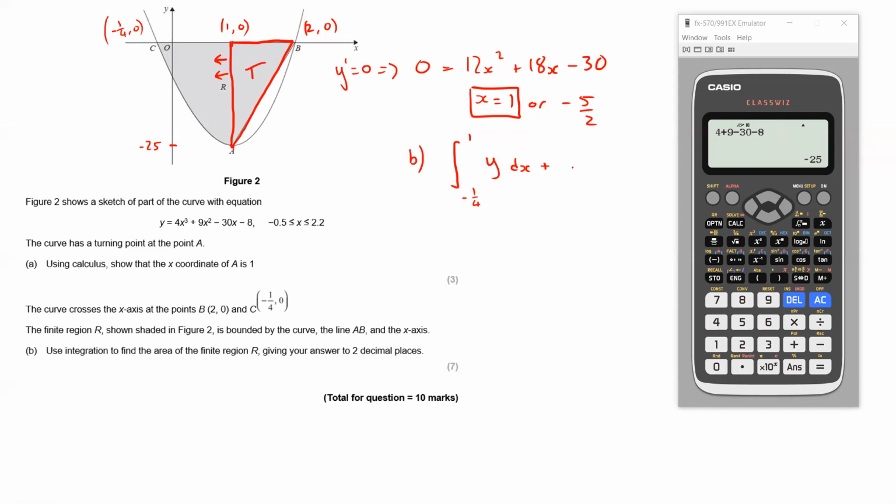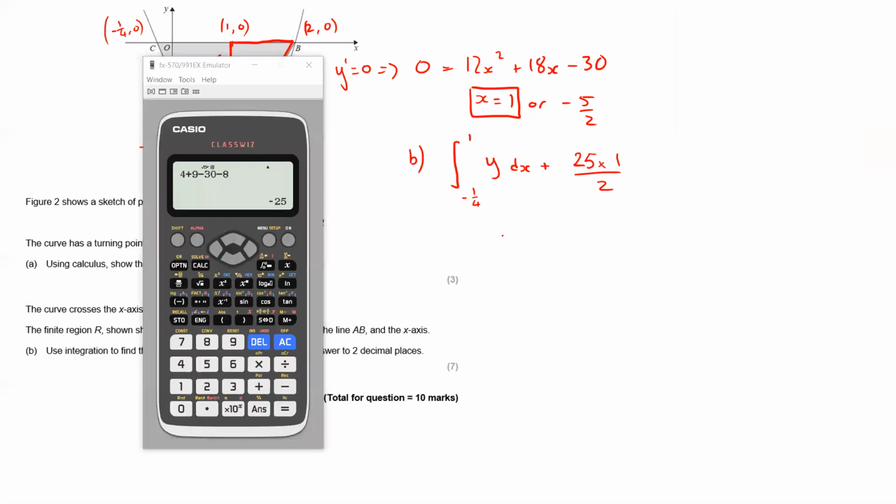So the area of T is minus 25. We'll just do 25 though, because we know that needs to be positive. So 25 times 1 divided by 2. So that's what we're looking at here. So let's actually do this. So the integral of this y value, let's actually integrate that.